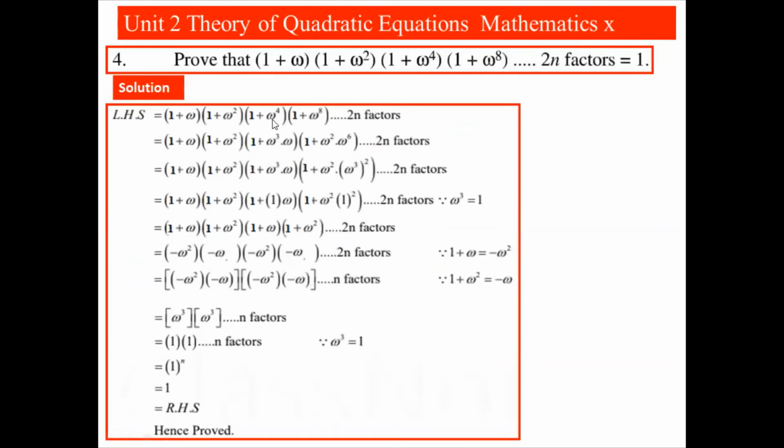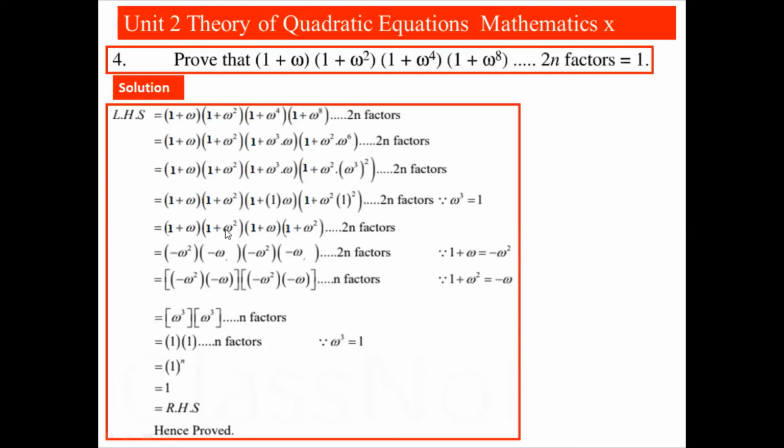Here omega 4 can be written as omega cube times omega, and omega 8 can be written as omega square times omega 6. The remaining terms stay as they are. Omega 6 can be written as omega cube squared. Now we know that omega cube is equal to 1. By replacing the value of omega cube with 1, we have 1 plus omega, 1 plus omega square, 1 plus omega again, and so on, up to 2n factors.